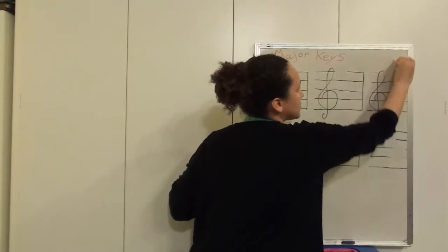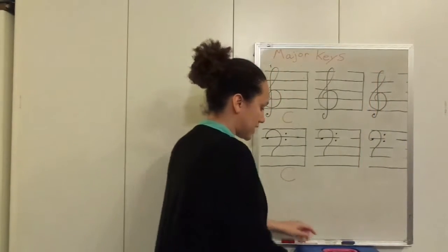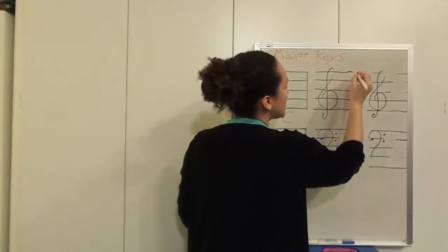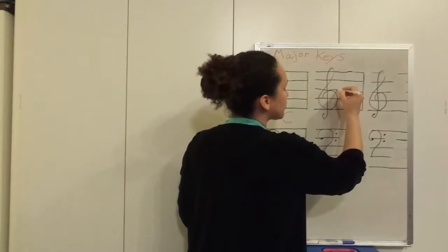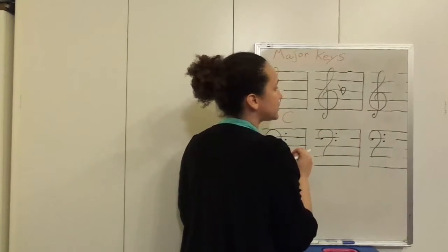One second. I'm going to erase all of this so we can actually put that down. Now our B is going to start right on this middle line, the B line. So there's our flat.